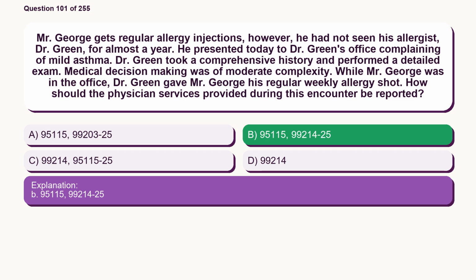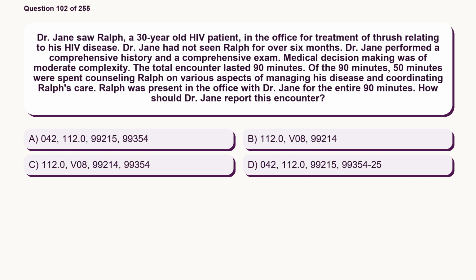99214-25. Question 102. Dr. Jane saw Ralph, a 30-year-old HIV patient, in the office for treatment of thrush relating to his HIV disease. Dr. Jane had not seen Ralph for over 6 months. Dr. Jane performed a comprehensive history and a comprehensive exam. Medical decision-making was of moderate complexity. The total encounter lasted 90 minutes.